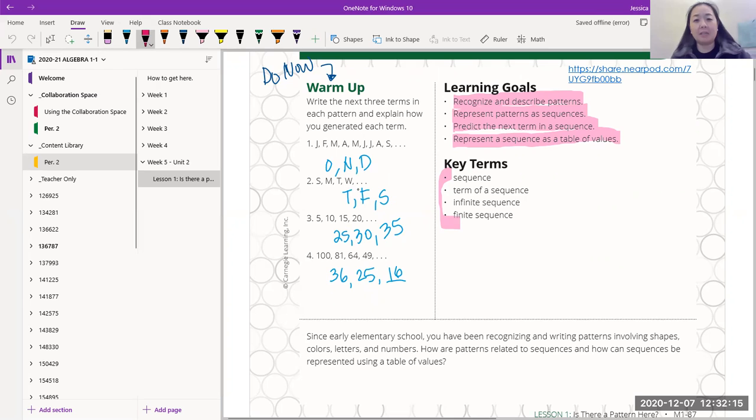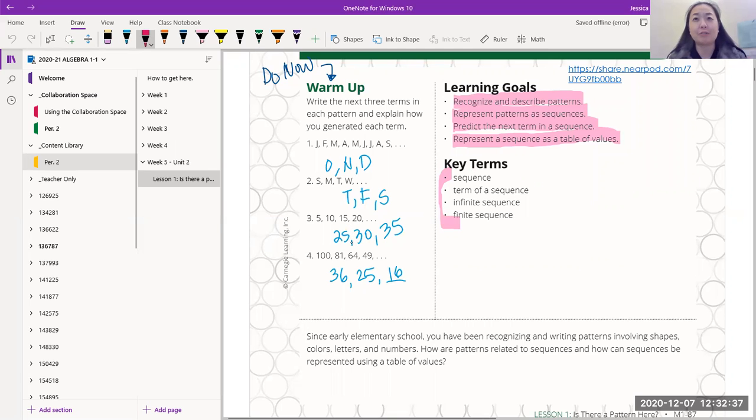And then S M T W, what comes after that? T F S. You're like, well, why? If you don't realize the pattern, it's because this is actually not numbers. This is actually just letters representing words. So S is Sunday, Monday, Tuesday, Wednesday, and there we go. And this one, skip counting, right?